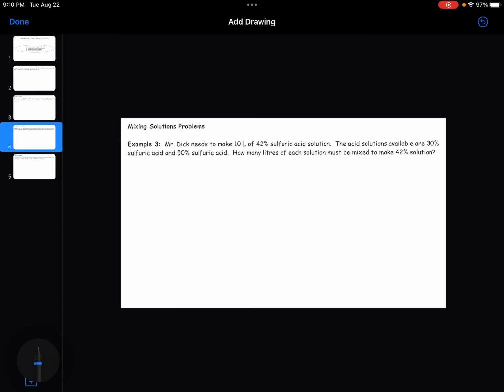Moving along, this is similar. What we're doing here is we have a total amount of solution, and we're making a solution out of 2 different types of solution. So in this case, we're actually going to treat it almost the exact same. We have a 42% solution that we're creating with 30 and 50. Okay, so how many liters of each?